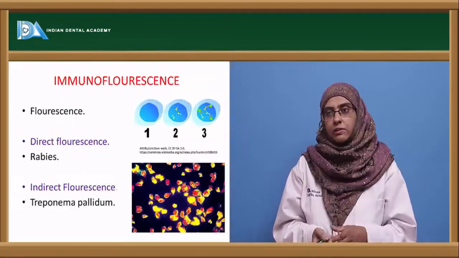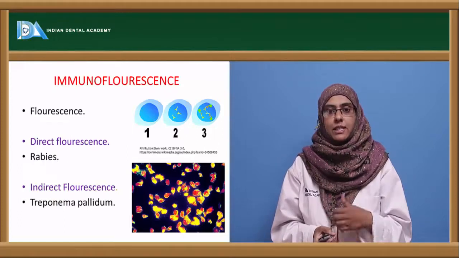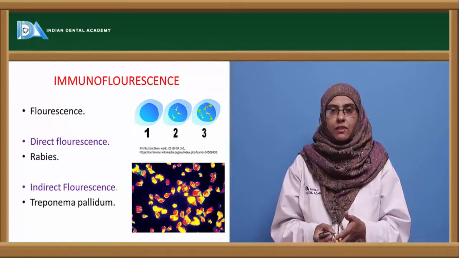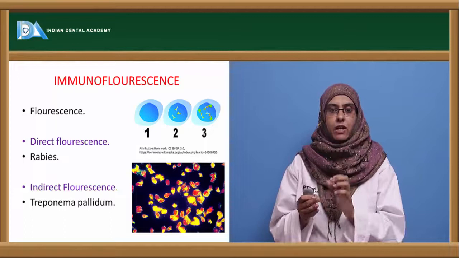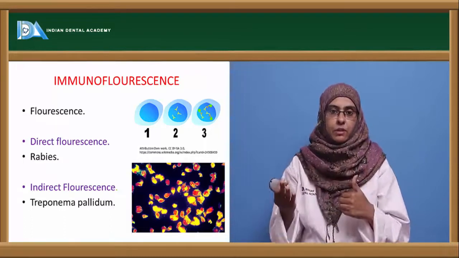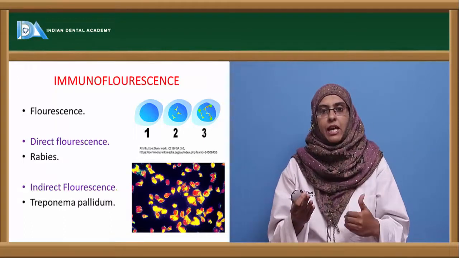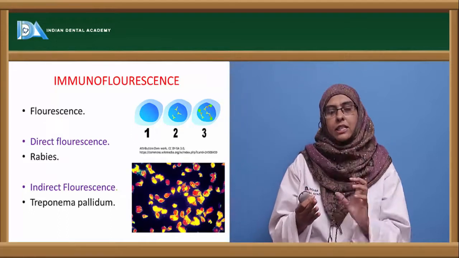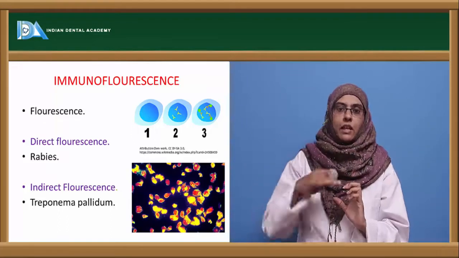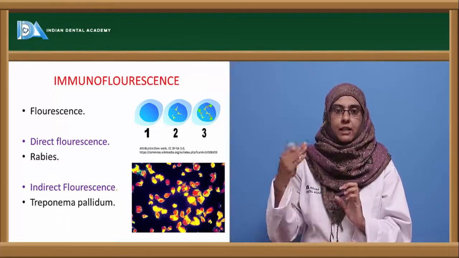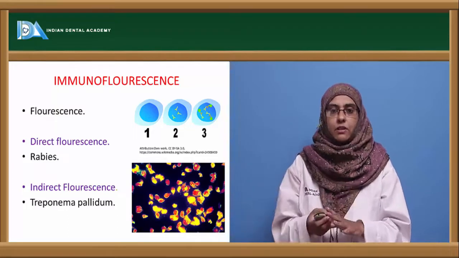Another method can also be used in immunofluorescence, which is called the sandwich fluorescent technique, where the antigen will be sandwiched between two types of antibodies. So first there is an interaction between antigen and antibody. Towards this antigen-antibody complex, you have another antibody going and interacting which is already conjugated with the fluorescent dye.